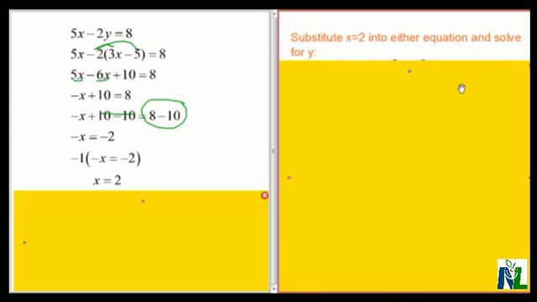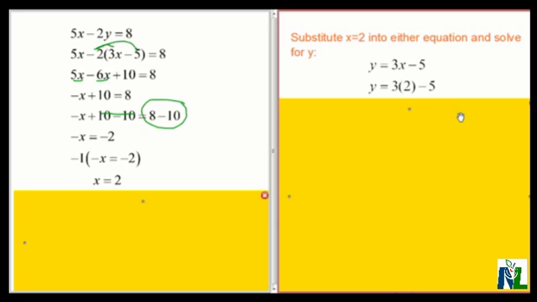Now, I'm going to substitute x equals 2 into either equation and solve for y. I'm going to substitute it into equation 3, y equals 3x minus 5. So where I see x, I'm going to substitute in 2. So I'll get y equals 3 times 2 minus 5. Well, 3 times 2 is 6, so I'll get y equals 6 minus 5. And 6 minus 5 is 1. So I get y equals 1.